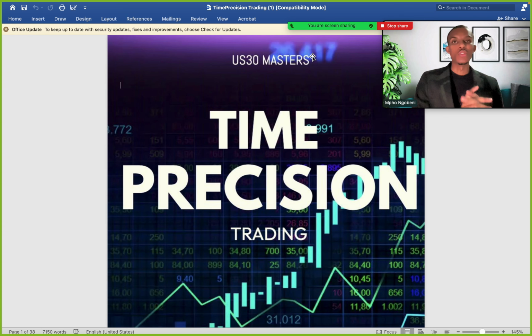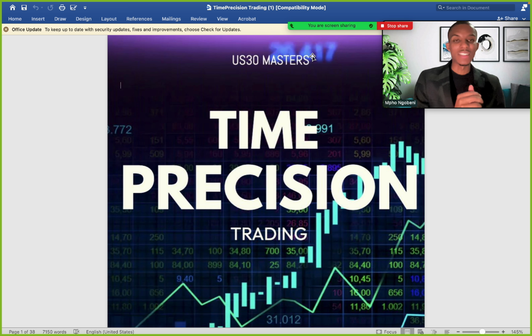So we'll be continuing with the USDT Masters course on time precision trading. We've looked at chapter 1 where we spoke about the daily and weekly cycles. We looked at chapter 2 where we spoke about the key levels. We looked at chapter 3 where we spoke about the zones, and now we'll be looking at chapter 4. In total it's 7 chapters.